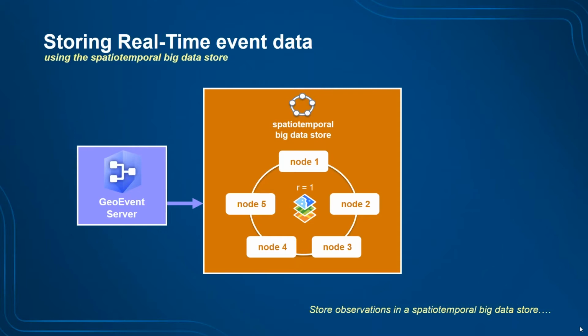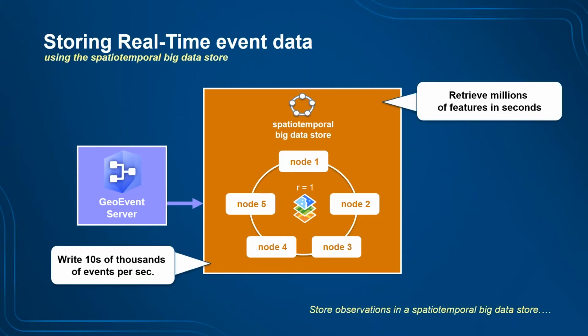It implemented a very fast spatial index using GeoHash, which is a quad-tree-like structure, making it qualify to be a real-time data store, with the writing rate reaching tens of thousands of events per second and the retrieval rate of millions of features in just a few seconds.